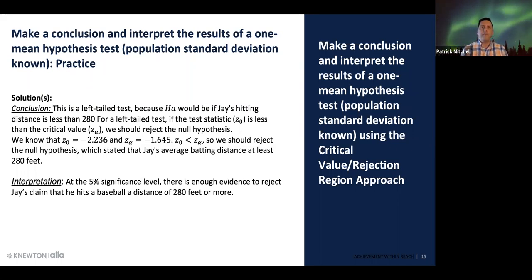In other words, if his average hitting distance is really at least 280, it would be super, super unlikely that in a sample of 20 hits, the average would be 275 feet or less. All right, so unlikely that we decide the more probable situation is that his overall average hitting distance is not 280, it's actually less. So Jay's sister was right.